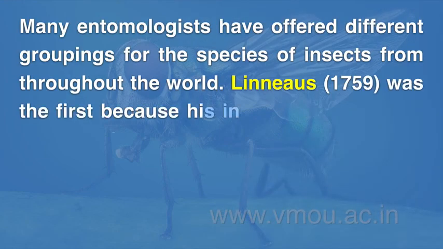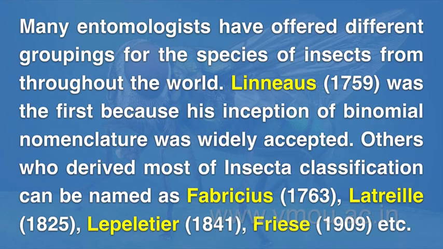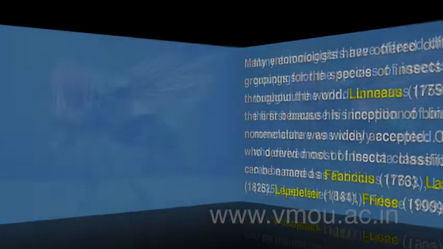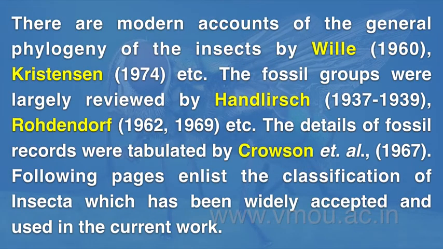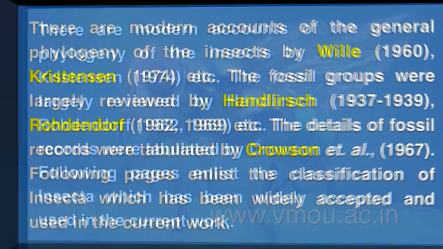This is what I told you just now, that after Linnaeus several people have worked on it. Some notable ones are Fabricius 1763, Latreille 1825, Lepeletier 1841, Fries 1909, etc. There are modern accounts of the general phylogeny of insects by Willi, Kirsten, etc. The fossil groups are largely reviewed by Handlirsch, Rohdendorf, etc. The details of fossil records were tabulated by Carpenter et al. 1967. The following pages list the classification of Insecta which has been widely accepted and used in the current work.